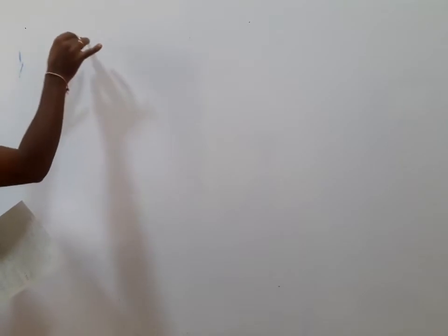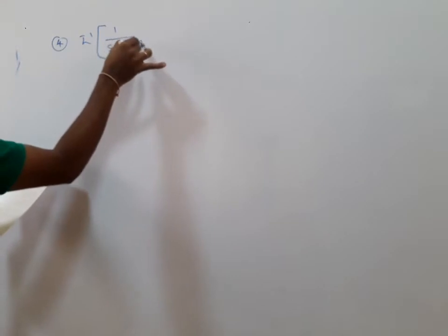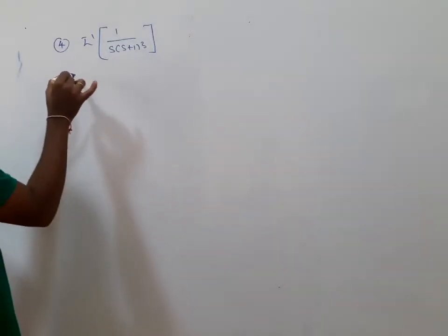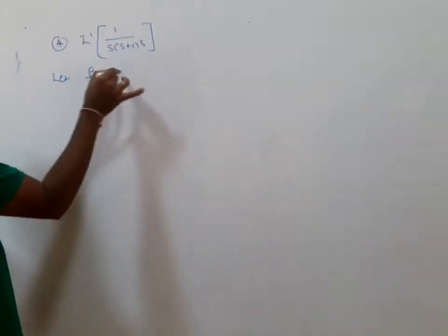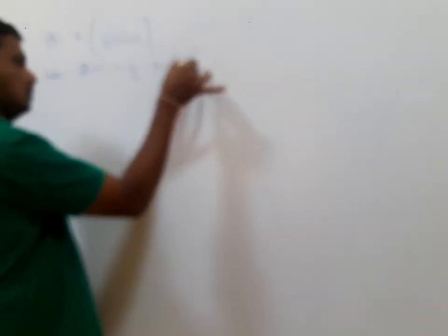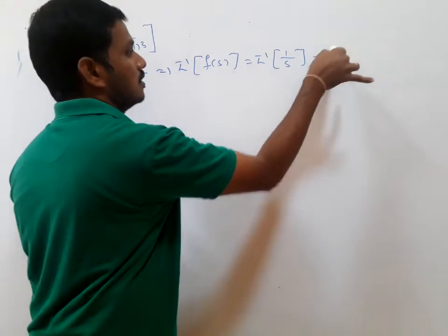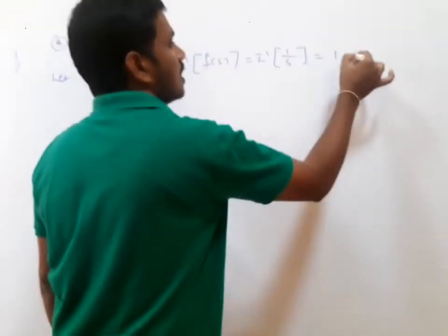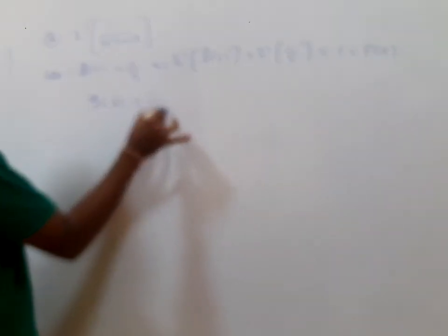Next one. L inverse of 1 divided by s into s plus 1 whole cube. Right. This is what are the choices for taking f of s and g of s? f of s is equals to 1 by s. L inverse of f of s is equals to L inverse of 1 by s, which is equals to 1. This is your f of t. g of s is equals to 1 by s plus 1 whole cube.